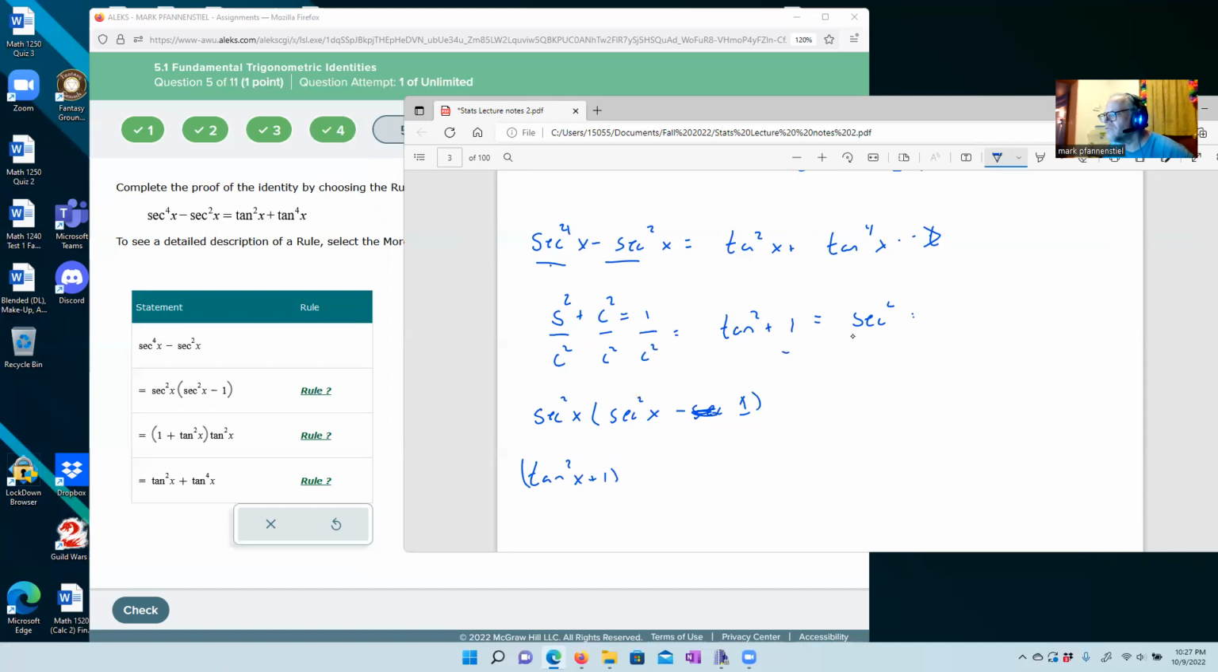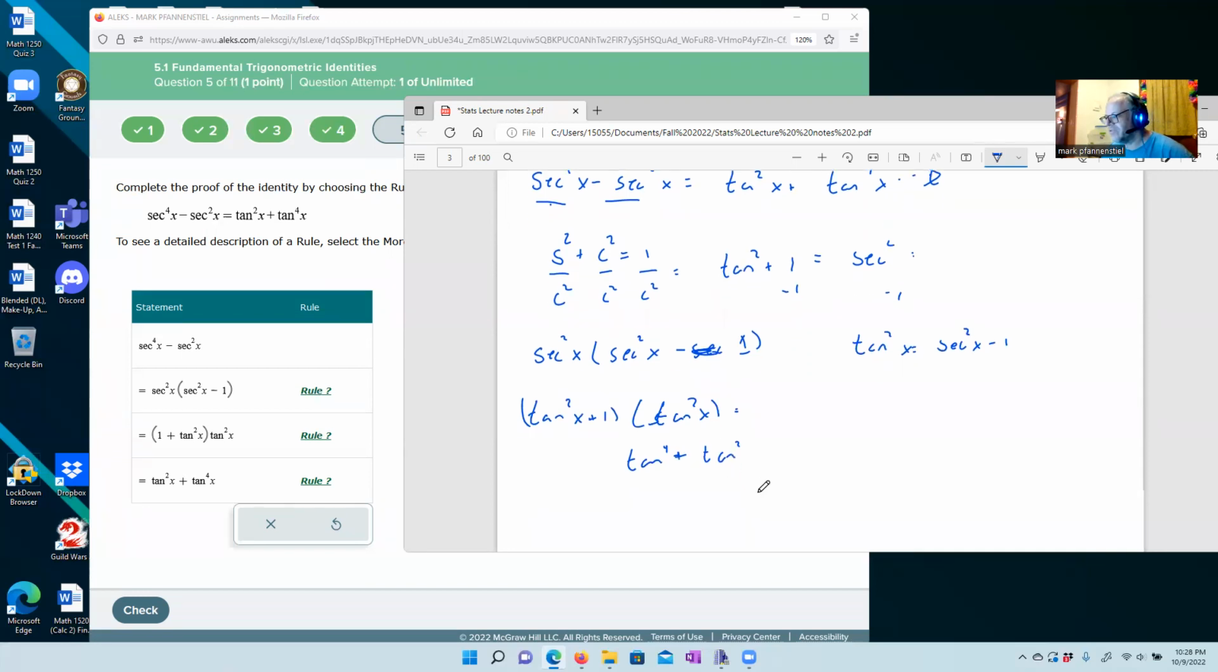Well, if I swap this negative 1 to the other side, we could also have tangent squared x is equal to secant squared x minus 1. So I'm going to put in a tangent squared x for secant squared minus 1. So this is going to be tangent squared x times the other factor. When we FOIL this out, we're going to have tangent to the fourth, tangent squared times tangent squared, plus a tangent squared. And then the last thing I want to do is use the commutative property of addition. What the heck is that? That's saying that 2 plus 3 is the same as 3 plus 2. Okay, we're allowed to do that.